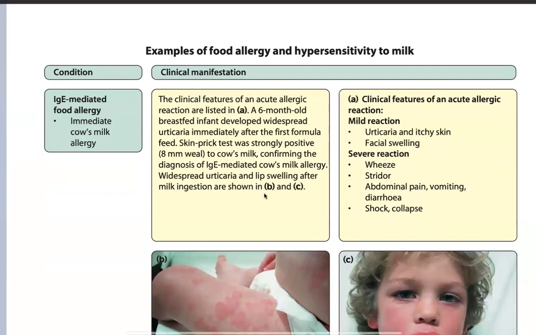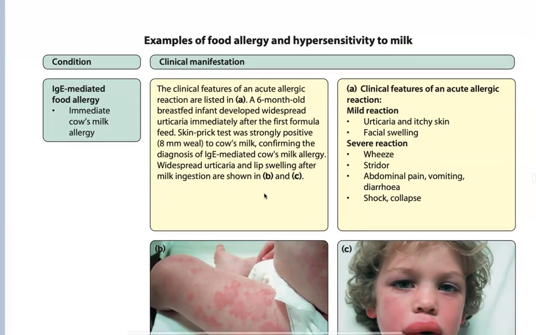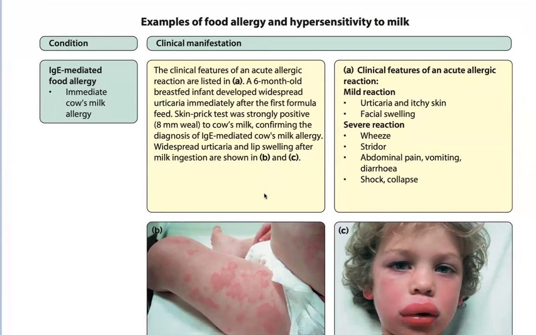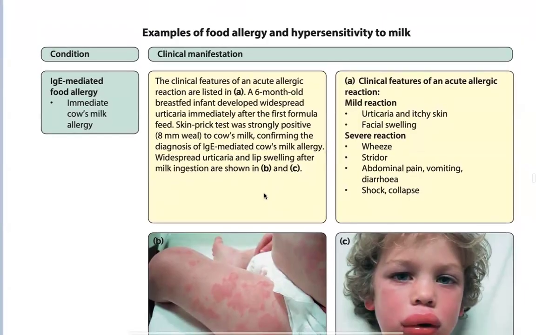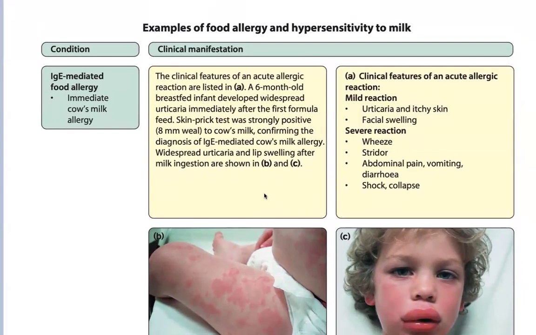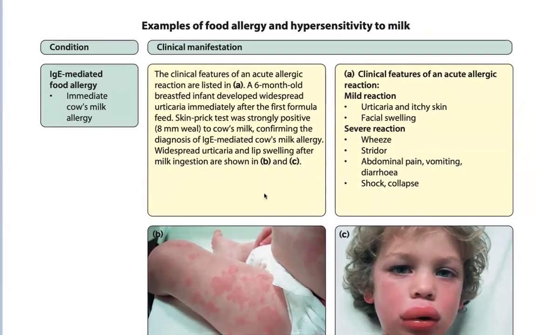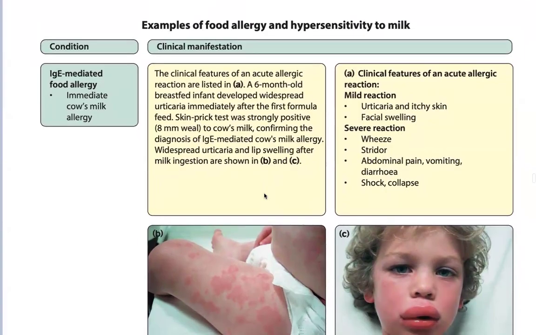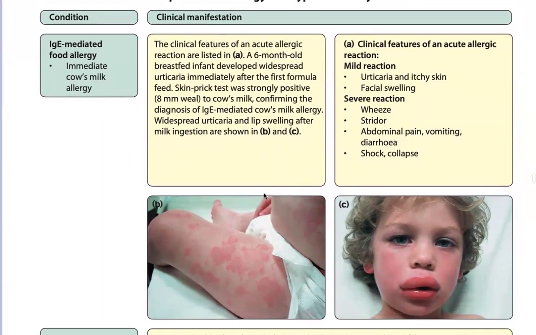Example of food allergy: hypersensitivity to milk, IgE-mediated food allergy, immediate cow's milk allergy. Clinical features: acute allergic reaction are listed. A 6-month-old breastfed infant developed urticaria immediately after the first formula feed. Skin prick test was strongly positive, 8 mm, to cow's milk, confirming the diagnosis of IgE-mediated cow's milk allergy. Facial urticaria and lip swelling after milk ingestion are shown.